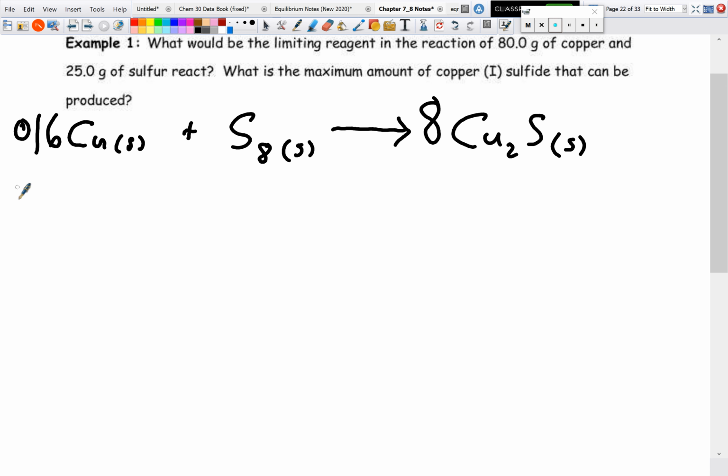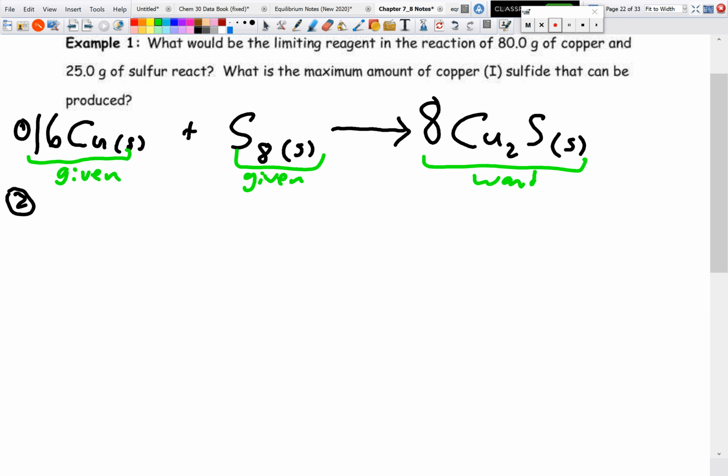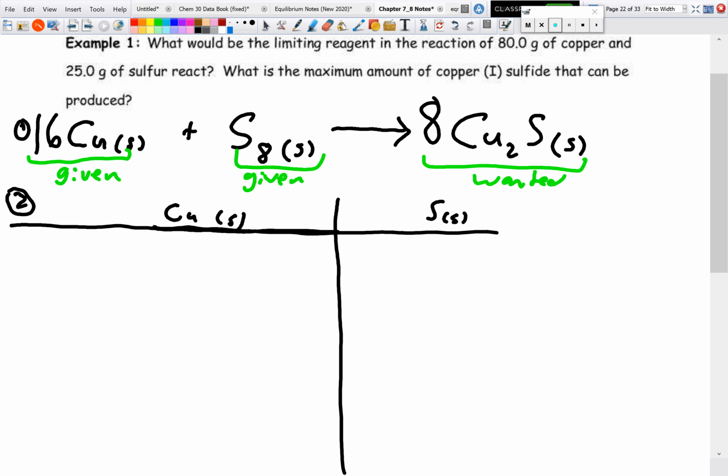Now, for our step 2, it is find the number of moles of your given substance. So we have 2 givens here, and only 1 wanted. So you need to organize your work just to make sure you are doing them right. What I like to do, especially for step 2 and 3, is do a little T-chart where we have copper, solid, and then organize it, and then we have sulfur over here. Now you don't need to do it this way, but it definitely helps.